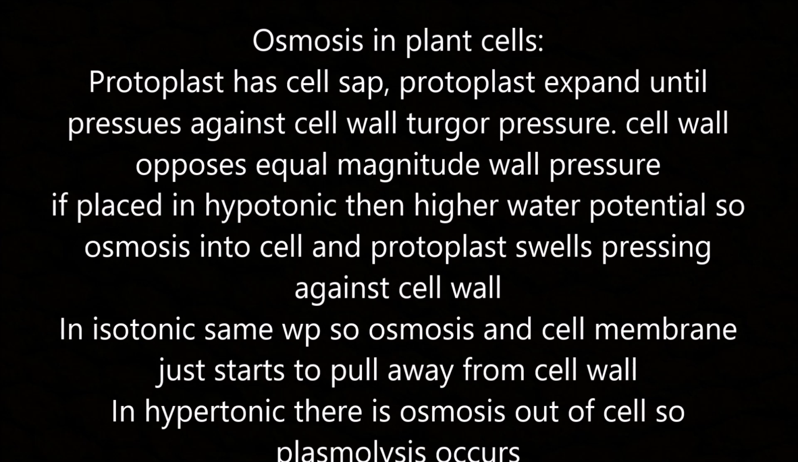Osmosis in plant cells. The protoplast has cell sap, and the protoplast expands until it presses against the cell wall, creating turgor pressure. The cell wall opposes this with wall pressure of equal magnitude. If placed in a hypotonic solution, there is a higher water potential outside, so osmosis into the cell occurs and the protoplast swells, pressing against the cell wall. In isotonic, the water potential is the same, so there is no net osmosis and the cell membrane just starts to pull away from the cell wall. In hypertonic, there is osmosis out of the cell, so plasmolysis occurs.